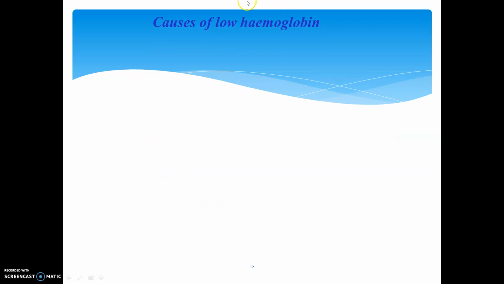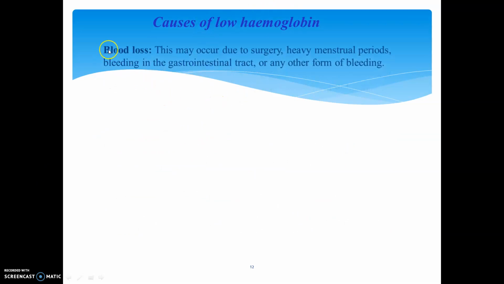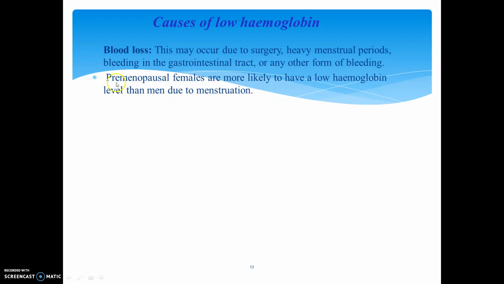Causes of low hemoglobin. The first cause is blood loss. This may occur due to surgery, heavy menstrual periods, bleeding in the gastrointestinal tract, or any other form of bleeding. Premenopausal females are more likely to have a low hemoglobin level than men due to menstruation.